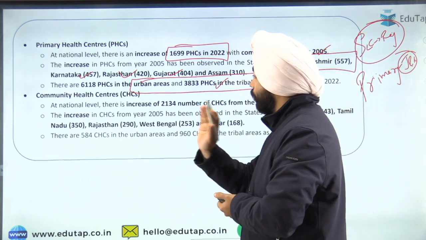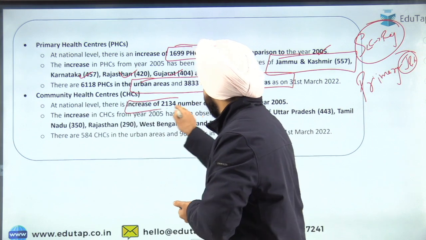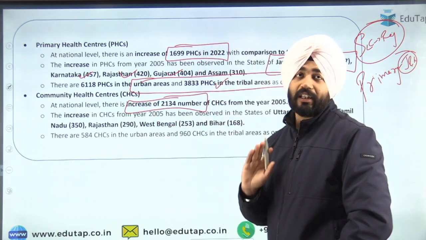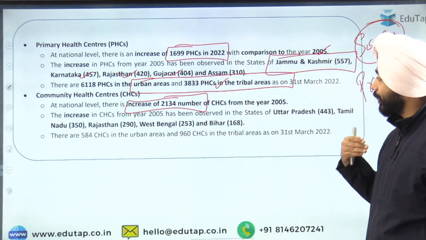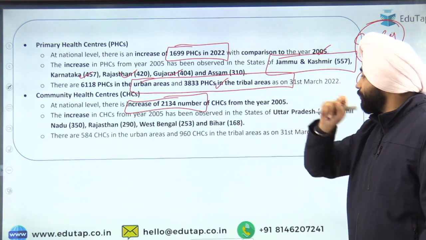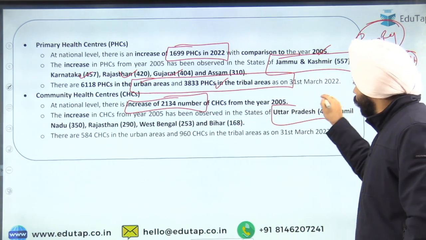Okay, coming to community health centers. So the total increase, if I say it, is that 2,134 community health centers have increased. The maximum increase has been seen in the state of Uttar Pradesh.